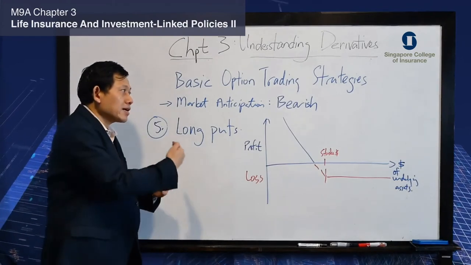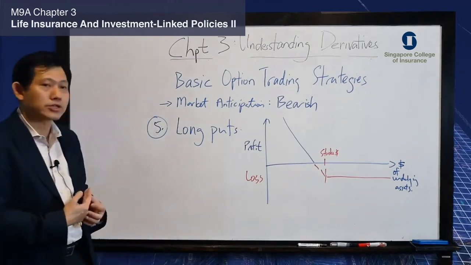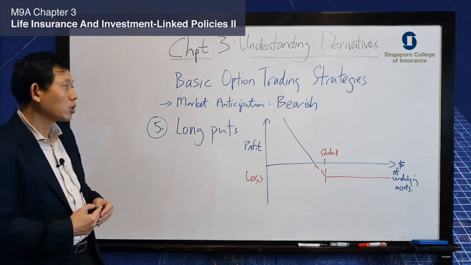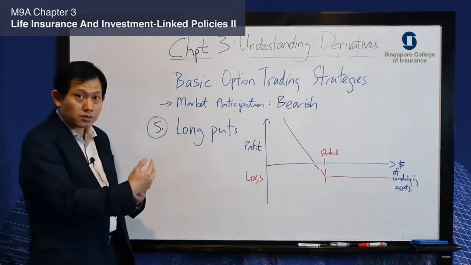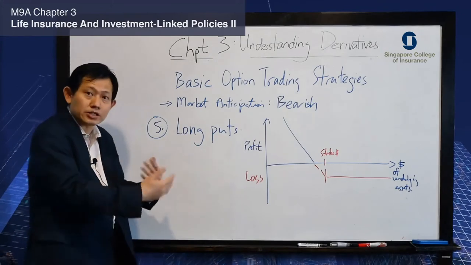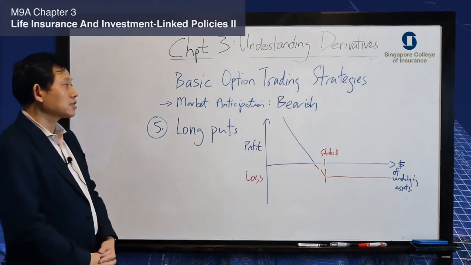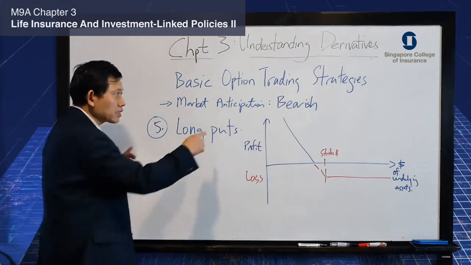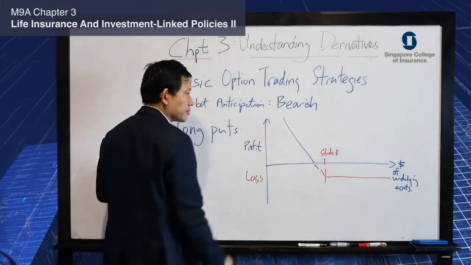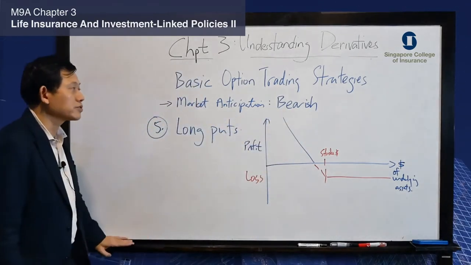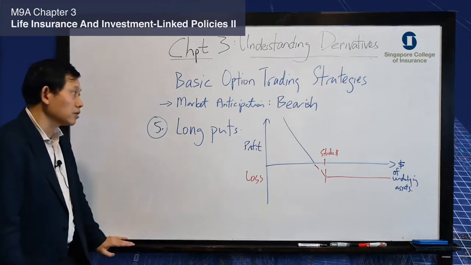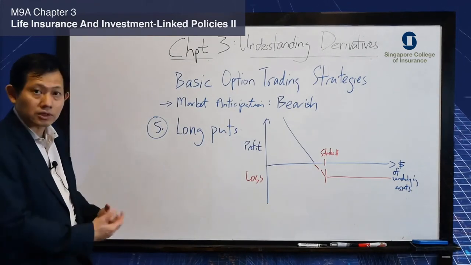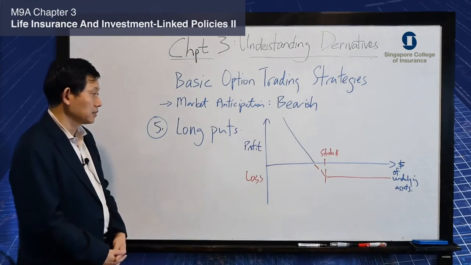Okay, we have examined market anticipation to be bullish. Right now, what if we anticipate the market to be bearish? These are all anticipations, you can go wrong, but you have to make a judgment call as an investor. Let's assume that you anticipate the market will be falling, which is bearish. What are the two options trading strategies that you can use to make a profit out of a falling market? Now, you can only do this with derivatives. You can't do this with traditional investment products.